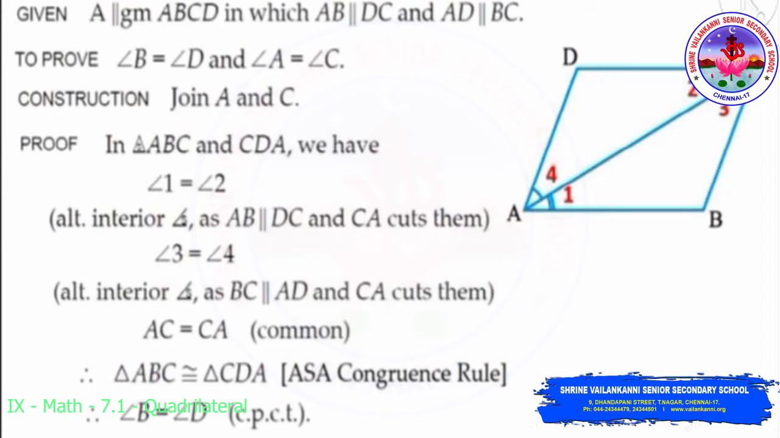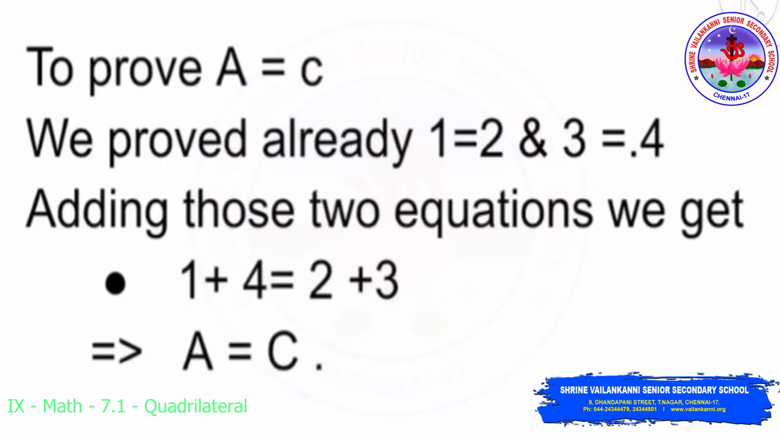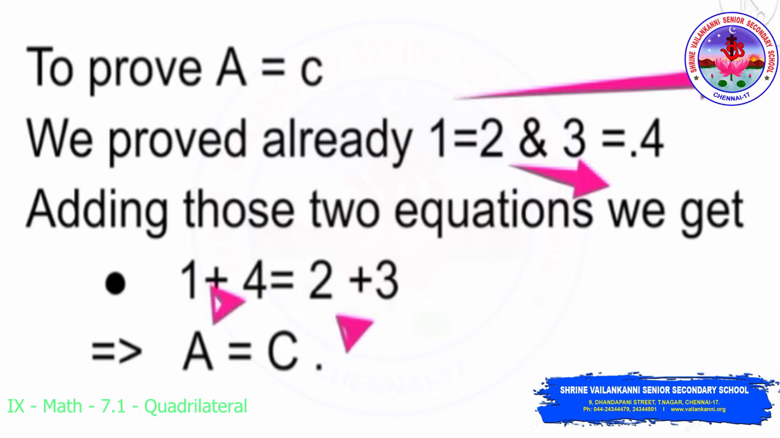Now second case, I want to prove that angle A is equal to angle C. Now coming to the solution, we want to prove angle A is equal to angle C. We already proved that angle 1 is equal to angle 2, angle 3 is equal to angle 4 by using the alternate interior angles are equal property. So I am going to add those two equations now. So I am adding angle 1 with angle 4 and angle 2 with angle 3. So I am writing here angle 1 plus 4 and angle 2 plus 3.